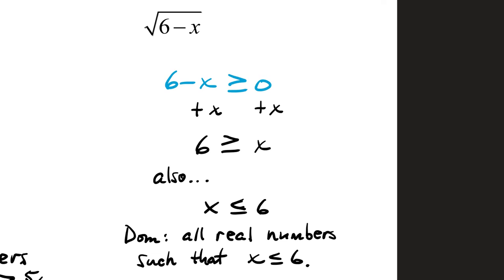Another way to write it, and it might be easier to read, is if you rotate all this around. Remember, if the arrow points at the x, when you rotate, it will still need to point towards the x. Another way to read that is any value of x less than or equal to 6. Your domain is all real numbers such that those real numbers are less than or equal to 6.